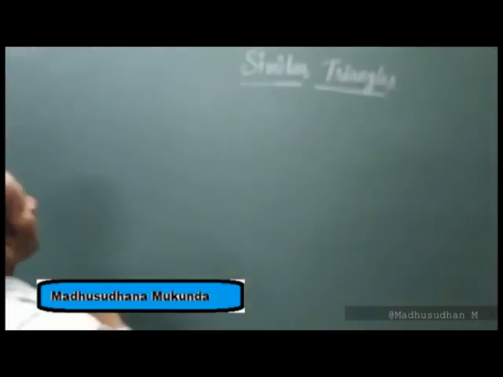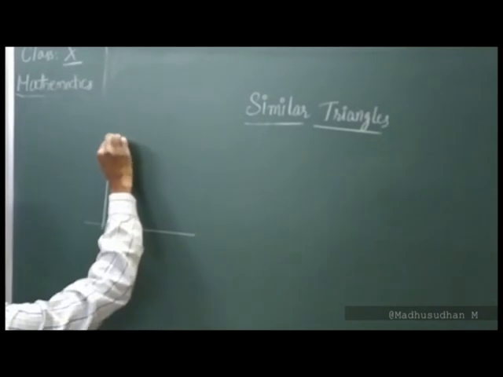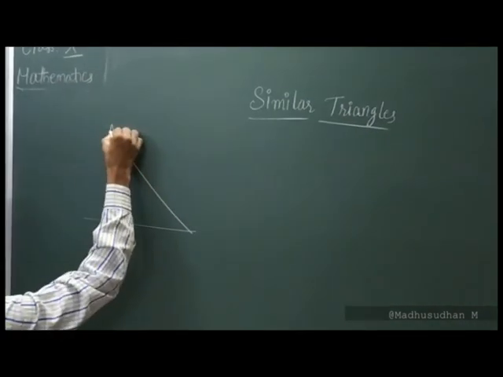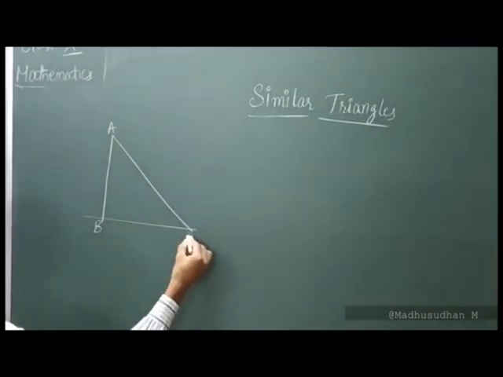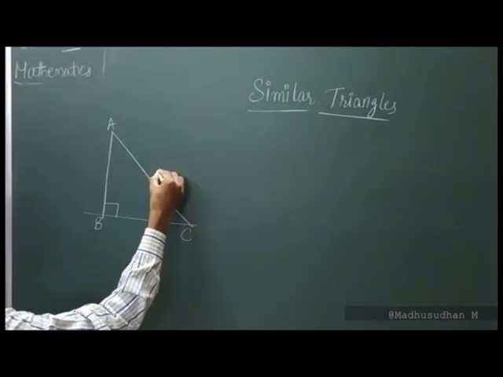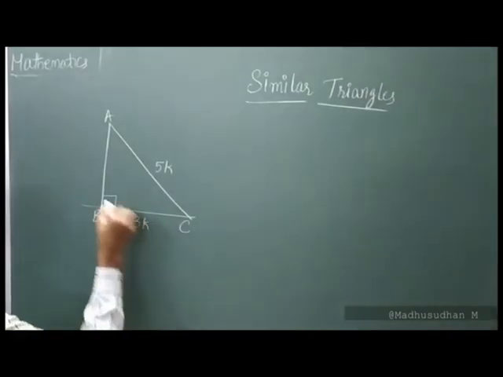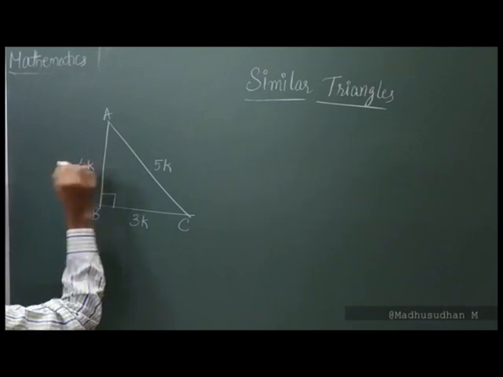Similar triangles chapter for 10th standard mathematics. So suppose we have a right angled triangle. Let me call this A, this B and this C, right angled at B here. Suppose this is 5K, this is 3K and this is 4K.